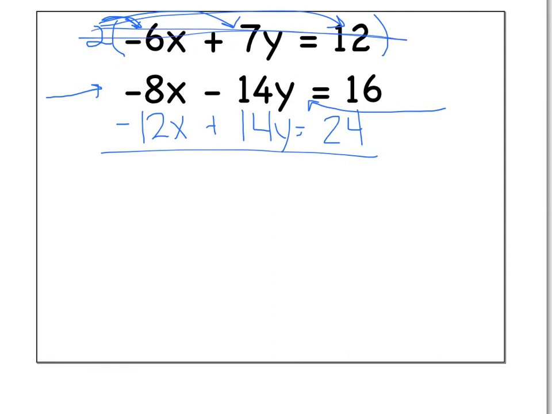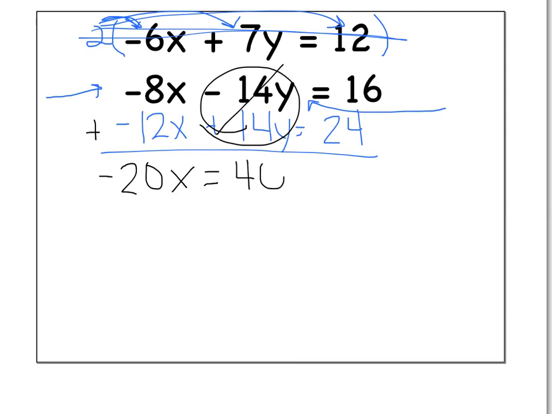So now when I look at my problem, if I add them up, negative 8x plus negative 12x would give me negative 20x. The y's now are opposites, which are 0, and that's going to equal 16 plus 24, which is 40. If I divide both sides by negative 20, I get x equals negative 2.